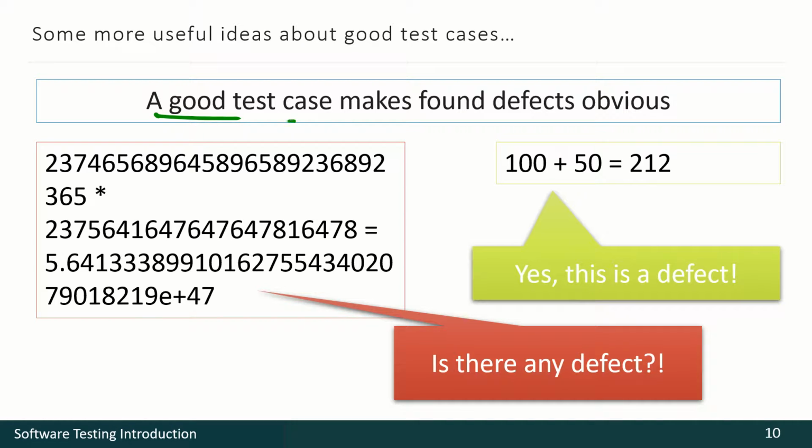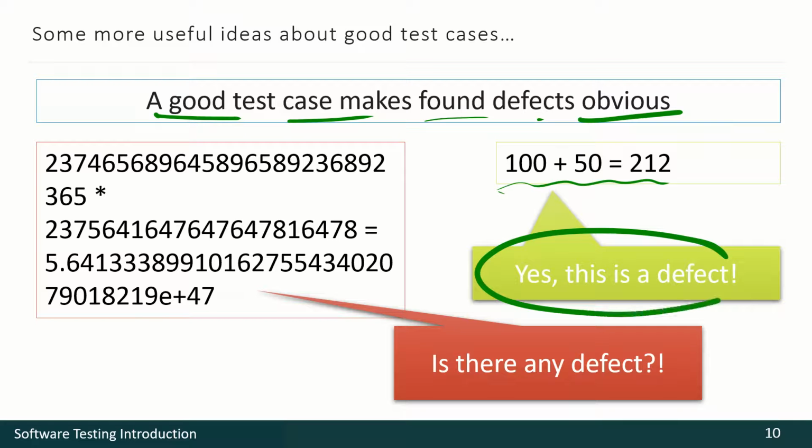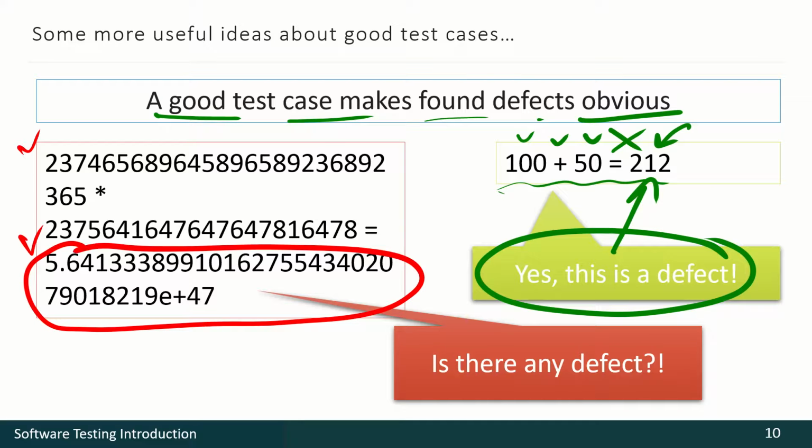A good test case makes the found defect obvious. So, if we, for instance, are executing such a test, yes, we see the defect here, because everybody understands that 100 plus 50 does not equal 212. But what if we are multiplying such numbers? Is this number correct? How can we see a defect here? You may pause the video and try to find out if there is a defect. I promise you it's not as easy as in this case.